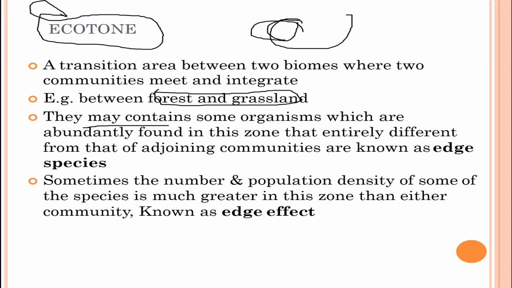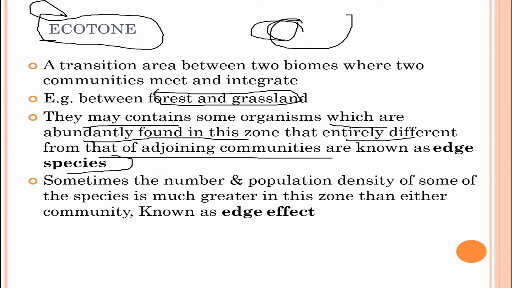They may contain some organisms which are abundantly found in this zone, that are entirely different from those of the adjoining communities, and these are known as edge species. These are some of the edge species that are present, which are different from the ones present in the adjoining communities.